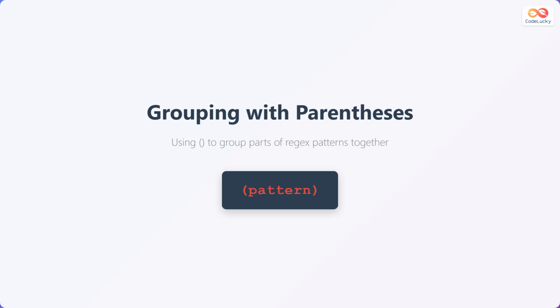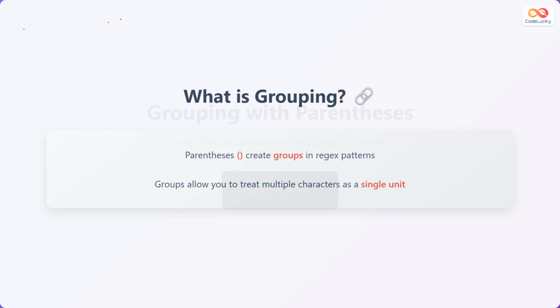In this lesson, let's explore how to use parentheses for grouping in regular expressions. Parentheses allow you to create groups within your regular expressions, opening up more advanced pattern matching possibilities. Parentheses, represented by the open and close parenthesis symbols, are used to create groups in regular expression patterns. Groups allow you to treat multiple characters as a single unit. This becomes very useful when you want to apply quantifiers or alternations to a specific part of your pattern.